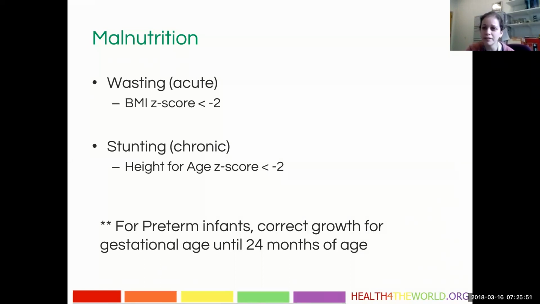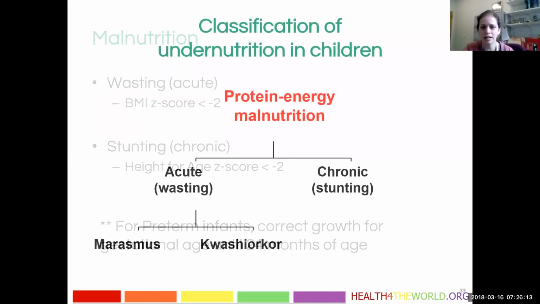For preterm infants, a lot of my practice is with former preterm infants because they tend to have trouble feeding and growing. We tend to correct their growth for gestational age until 24 months of age. Formally, we're supposed to correct height until age 4, but in practice, we usually just correct till age 2, and we hope that they'll catch up by age 2 for height as well.